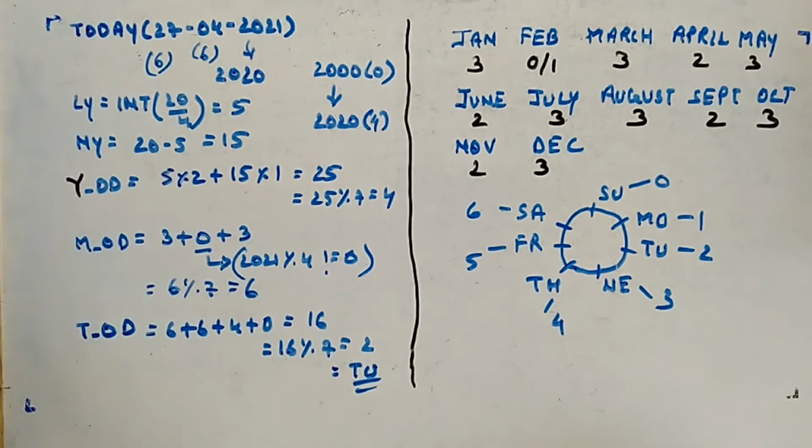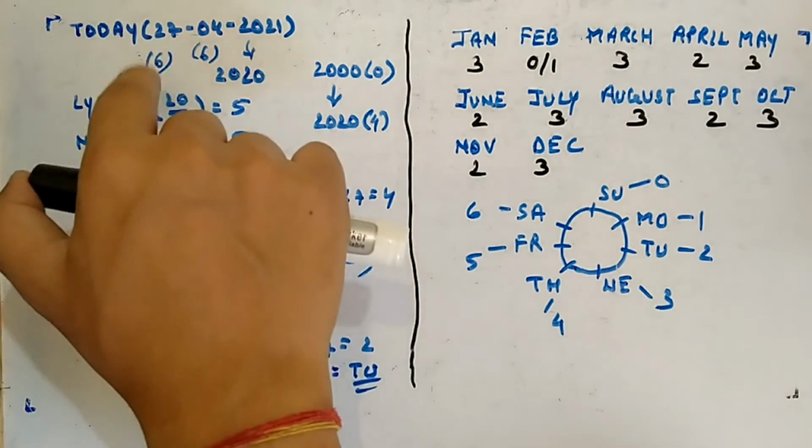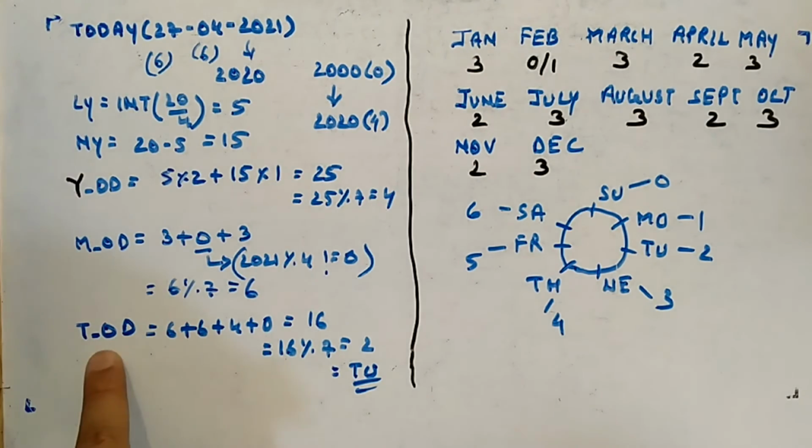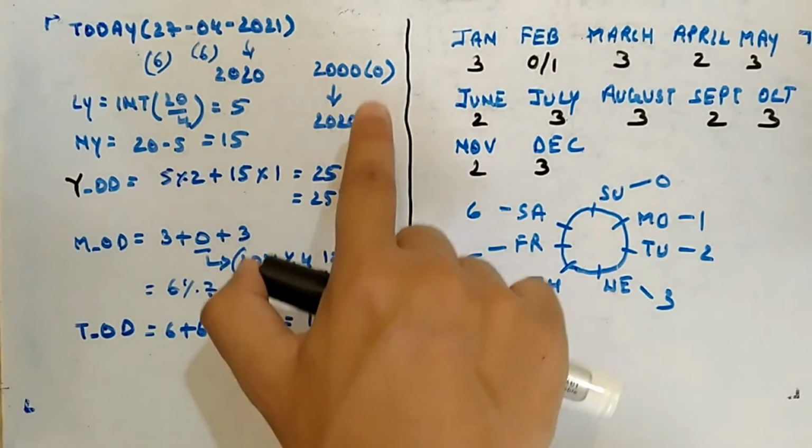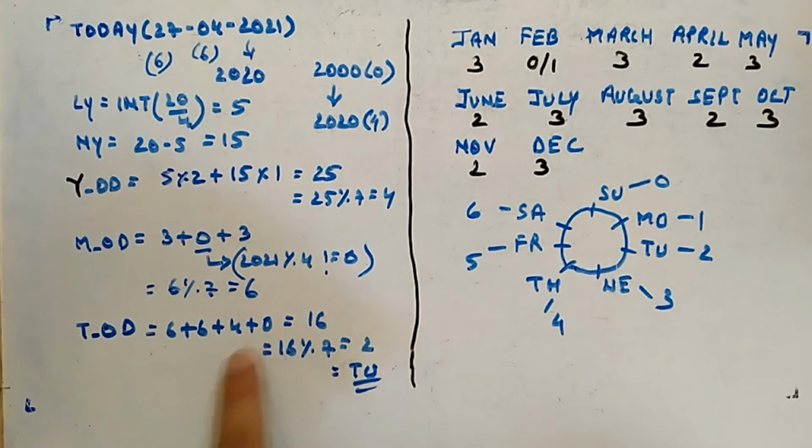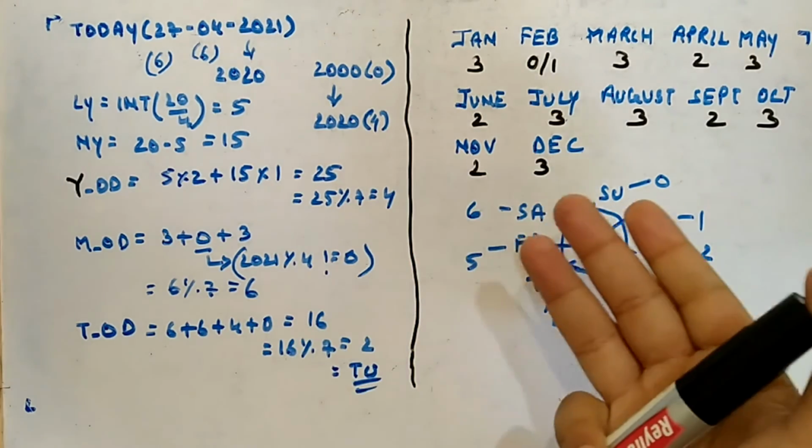Similarly, if you divide 27 by 7, you will get 6 remainder. 7 into 3 is 21, and the remainder will be 6. So total odd days will be 6 plus 6 plus 4 plus 0. That will give you 16. 16 modulo 7, if you do, you will get 2. 2 means Tuesday, and today is Tuesday. Okay, so these were the examples to give you a feel of the algorithm.